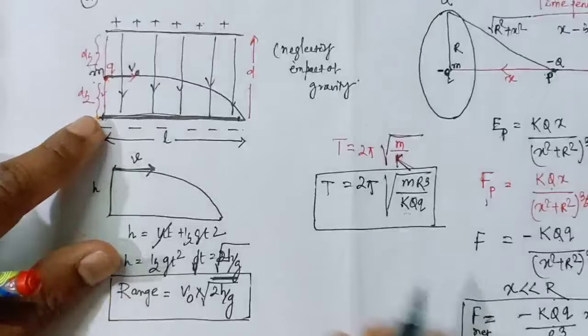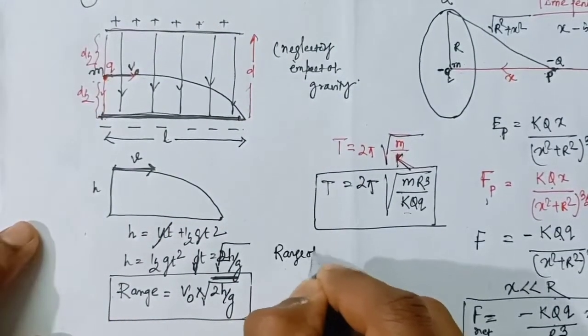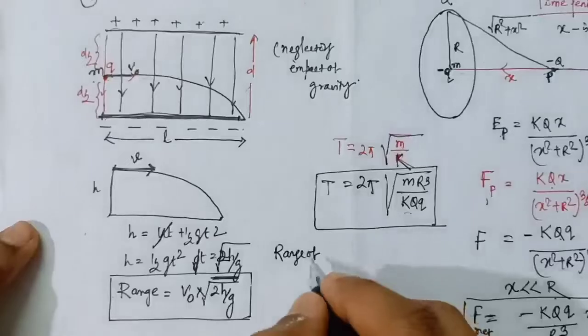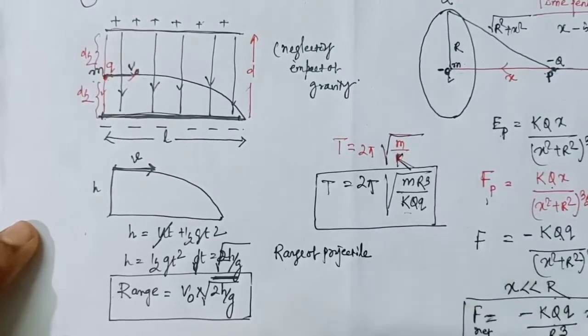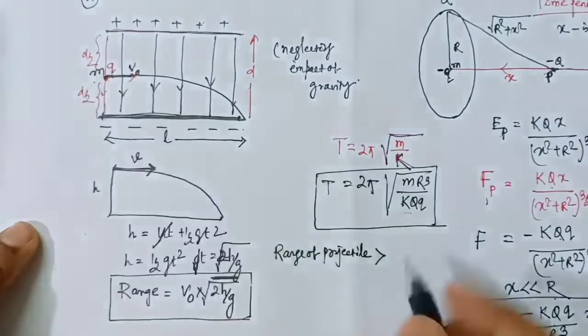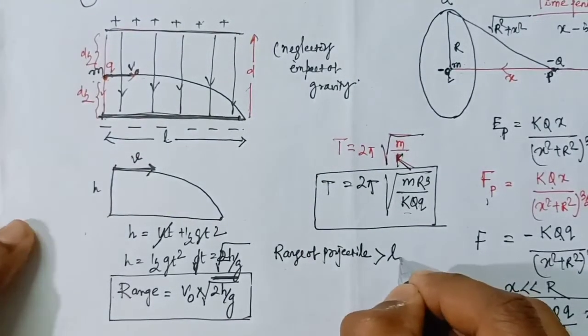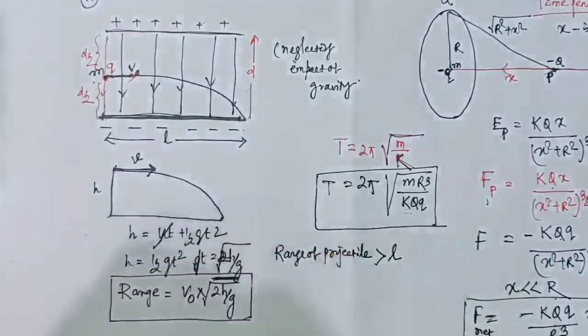And how can we say it will not hit? The range of projection of this charged particle, or range of projectile, must be greater than this length. If the range of this projectile is greater than this length L, I can say this charged particle will not hit the bottom surface.